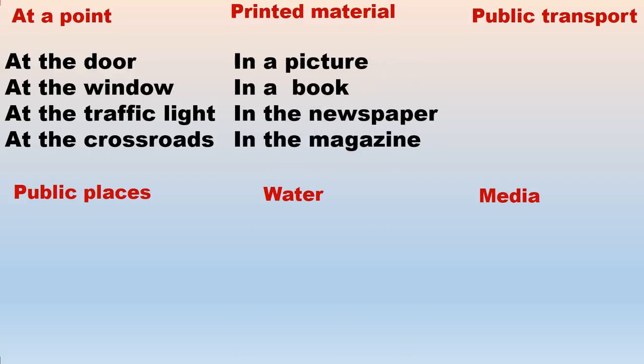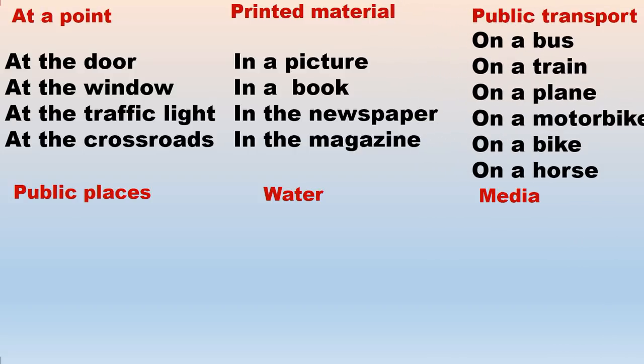When we are talking about printed material, then we use the preposition in: in a picture, in a book, in the newspaper, in the magazine. The next one, public transport. Here you have these examples. On a bus, on a train, on a plane, on a motorbike, on a bike, on a horse.